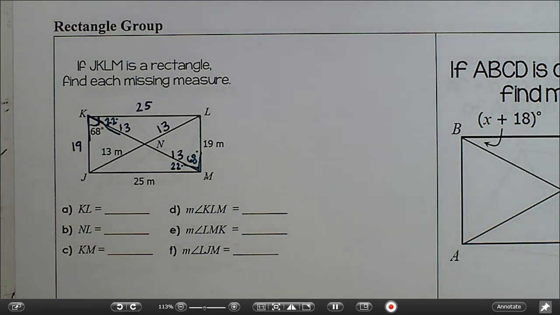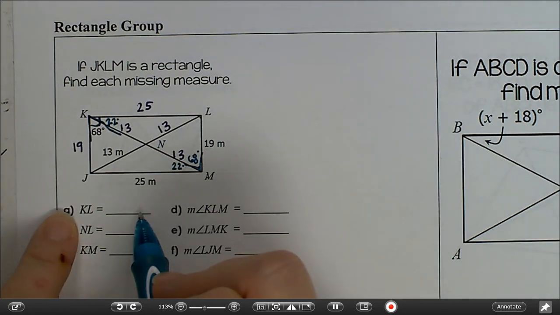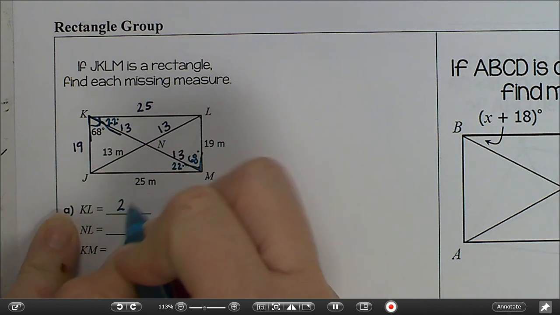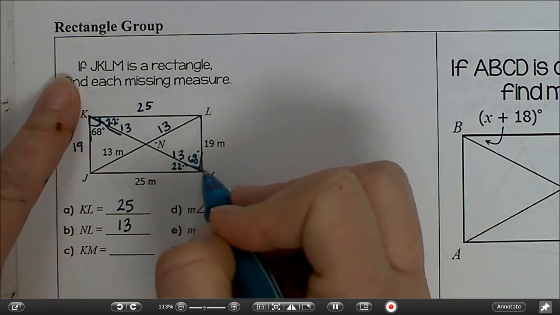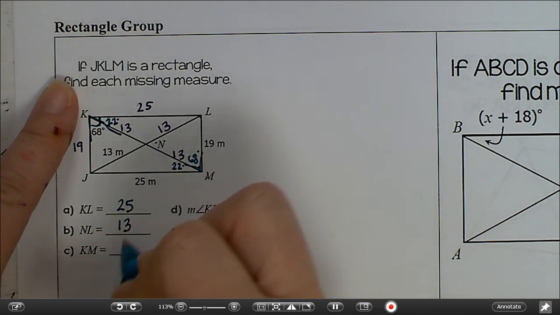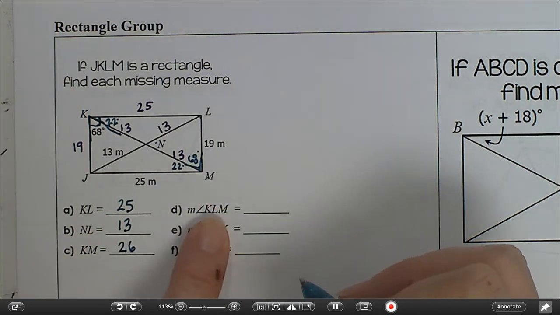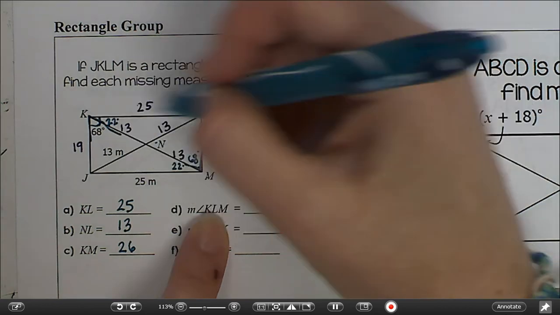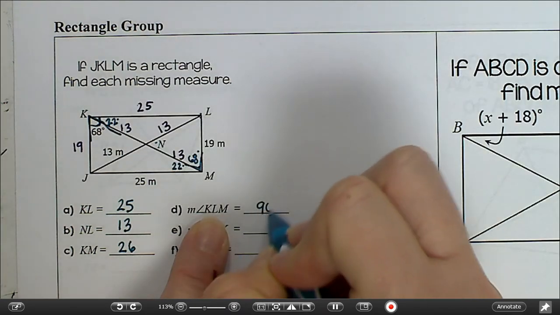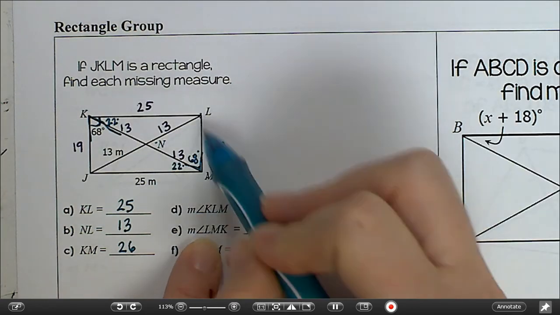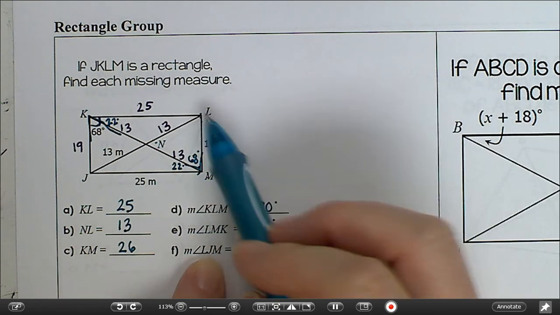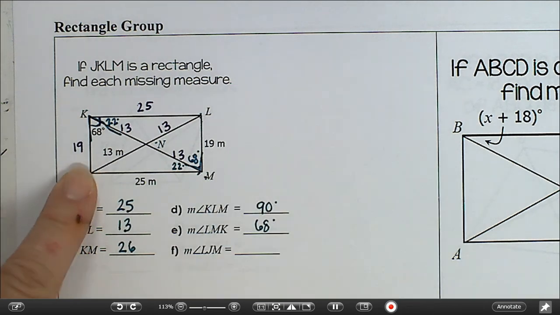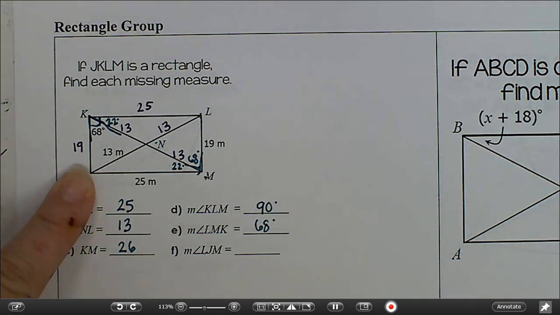All right, let's see what else we need to find out. Well, let's fill in what we have down here and then go from there. KL, we have 25. NL is 13. KM is 26. Angle KLM is 90 because it's a rectangle. LMK is 68. We did that by alternate interior. And LJM, how are you going to figure out that one? What do you think?